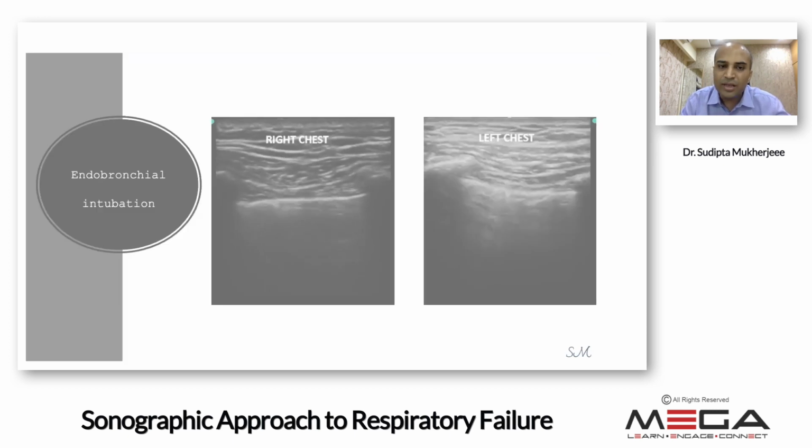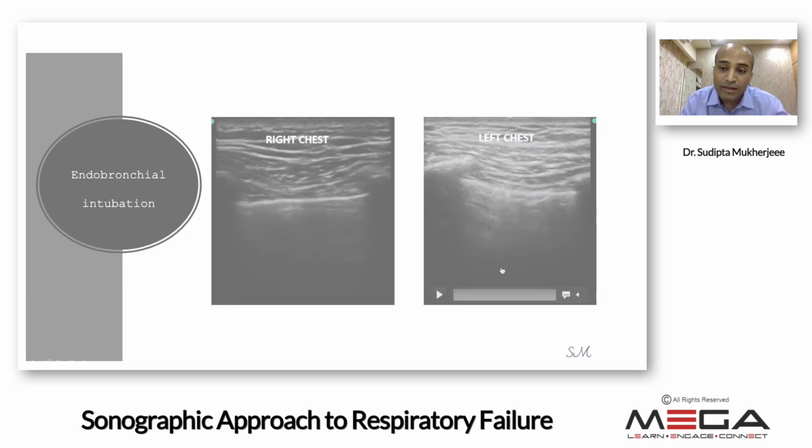Another thing can happen, it can be an endobronchial intubation, and most commonly it happens to the right chest because the right bronchus is straight. What will we get on the right side? The right side will give a normal ultrasound finding. The lung sliding is there and the A pattern is there.